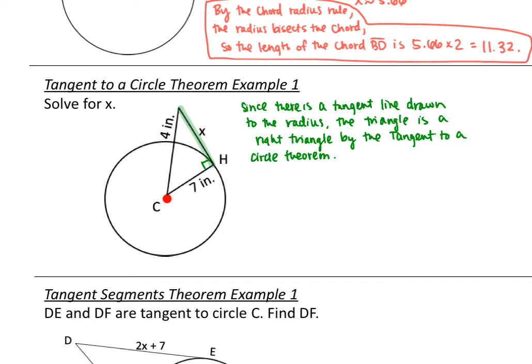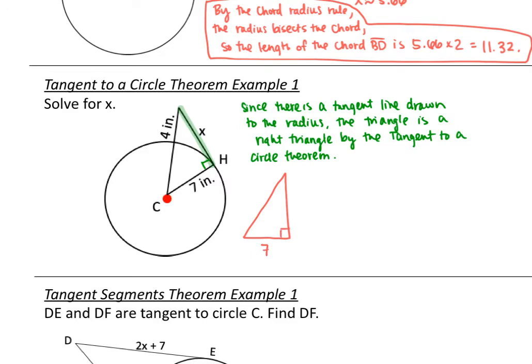Okay, so now we can use the Pythagorean theorem. Since I know that that is a right triangle, I'm going to use the Pythagorean theorem. First of all, it might be helpful to redraw your right triangle here. This bottom part right here is 7 inches, and that's the radius of my circle.